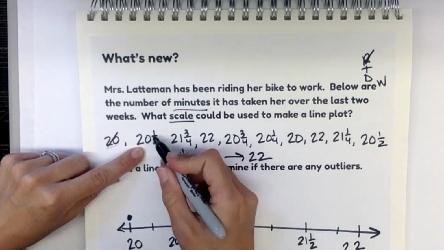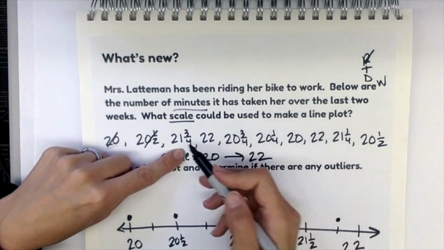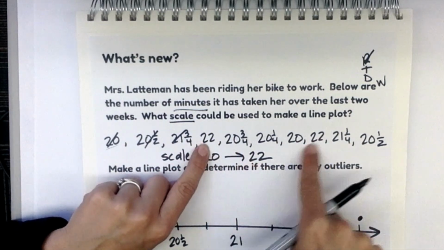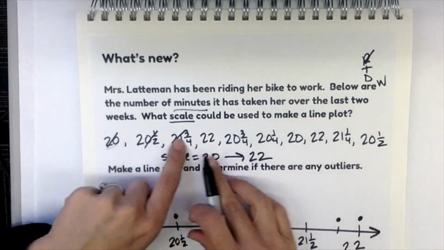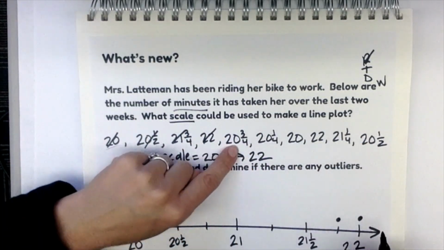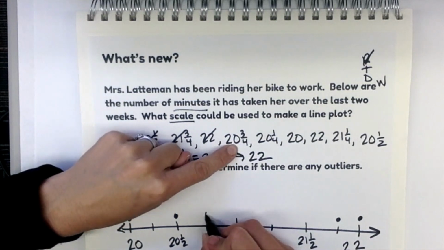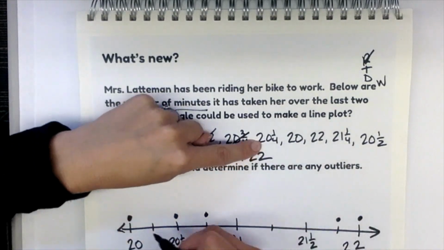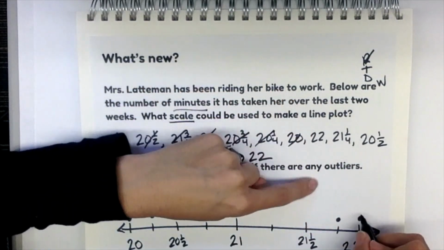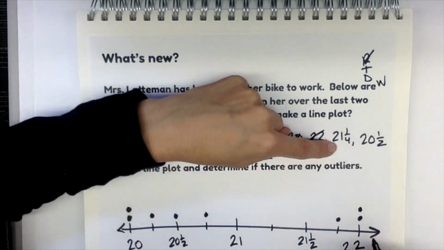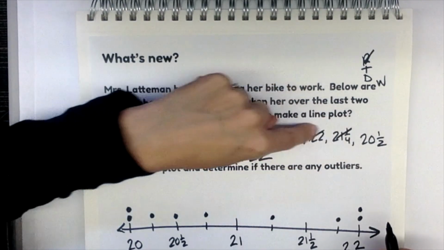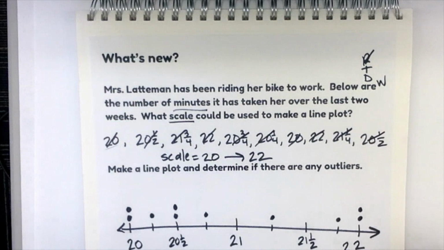Okay, so we got 20, 20 and a half, 21 and 3/4, 22. Oh, I don't even think I mentioned 22 up here. There's 2 22s. Okay, wow, see? Sometimes you're making your scale and you might even miss it the way it's organized. So good to make sure we have included that one. 20 and 3/4, 20 and a fourth, 20 again, 22, 21 and a fourth, 20 and 1/2. I think we got it all.